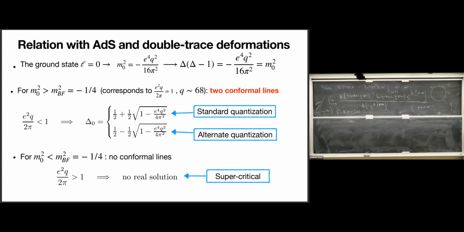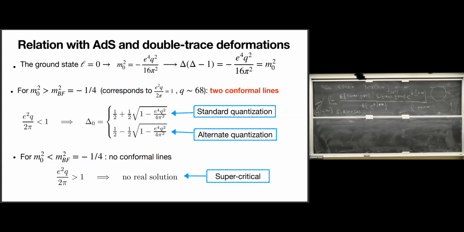We call this boundary condition the standard quantization boundary condition, and this solution we call the alternate quantization boundary condition for the scalar. The names will be more clear soon. Well, in natural units, having e squared Q over 2 pi equal to 1 is the bound. When it's smaller or bigger than 1, you get different phases. In natural units, it corresponds to having a charge of 68. So if the charge is below 68, there are 2 solutions to the conformal boundary conditions.